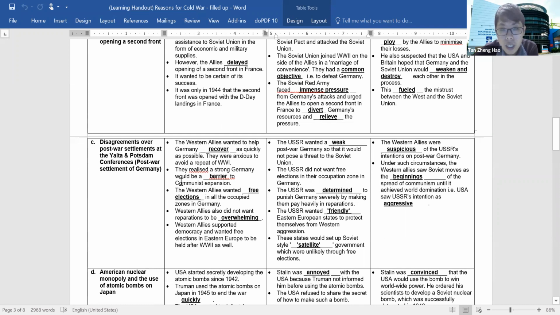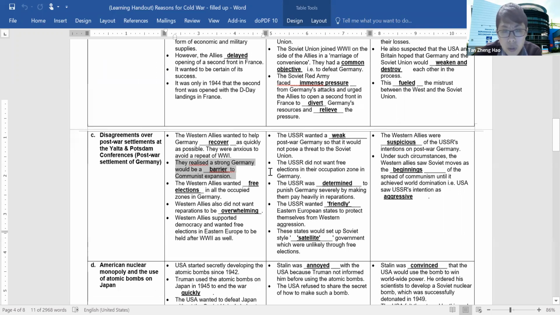For example, you see there's one point here that says the Allies will realize that strong Germany will be a barrier for communist expansion. Okay, so even here they are talking about them being a different ideology. The communists, they're very worried about the communists. Okay, and so there are many parts of the note.